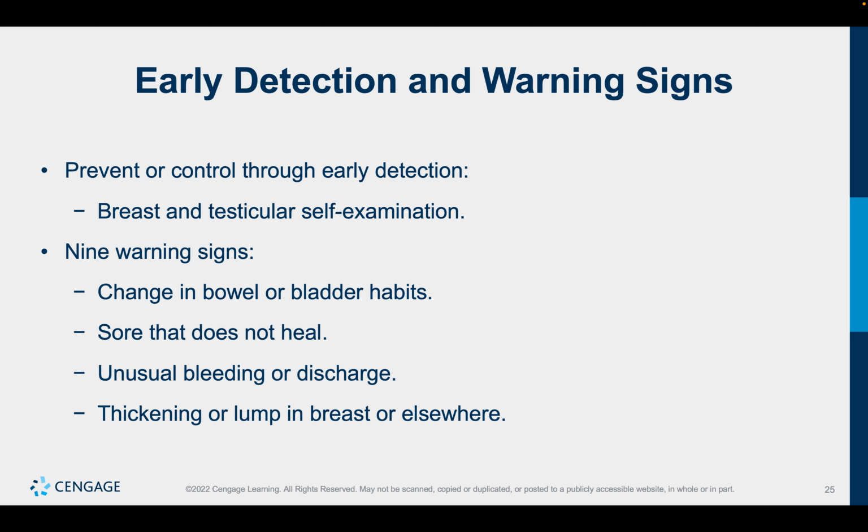Early detection and warning signs. Prevent or control through early detection. Early detection is often preferable for individuals who have high risk of cancer because the earlier any type of tumor is detected, the better chances for the person to recover from cancer. Specifically for breast and testicular cancer, self-examination and regular visits to the doctor are recommended, specifically when you're doing your wellness checks. There are 9 warning signs.